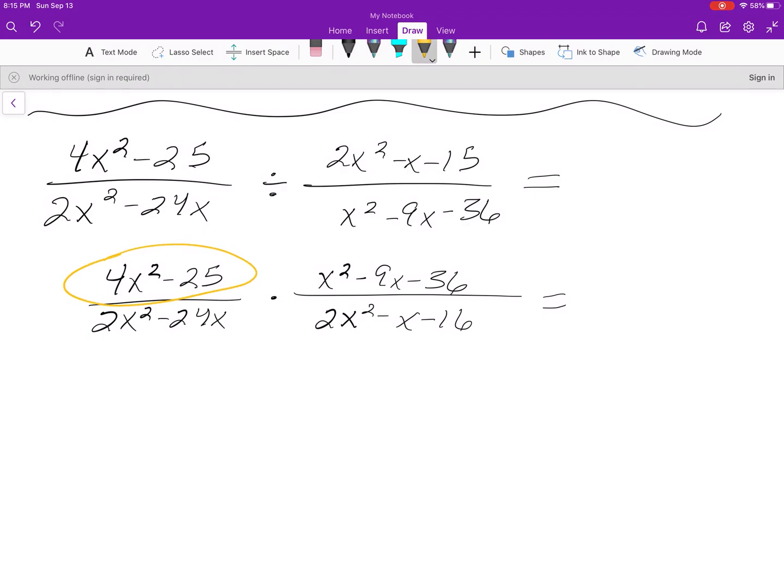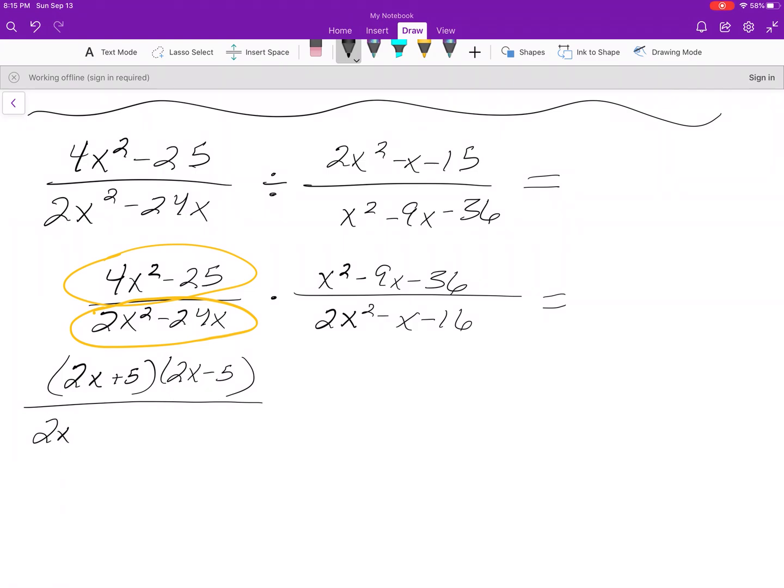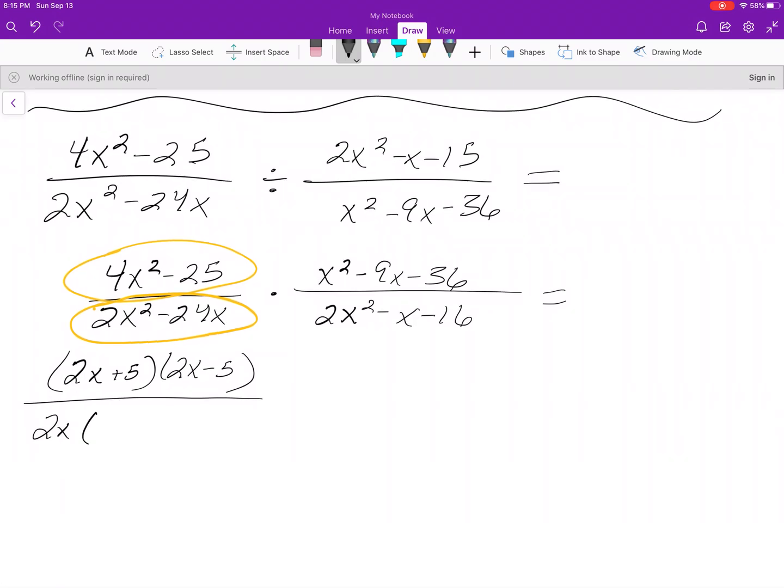That is a difference of 2 squares, everybody. 2x plus 5 and 2x minus 5. It's a little more complicated than your typical difference of 2 squares, but not bad. Bottom of the first fraction, I see a GCF, a 2 and an x. Both of those terms are divisible by 2 and x. So if I factor that out, I think it's x minus 12. Double check. 2x squared minus 24x. Okay, we're good.